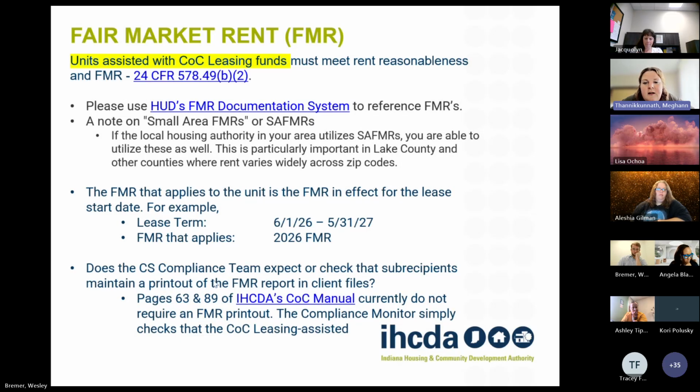And then the last piece here: does the CS compliance team expect or check that subrecipients maintain a printout of the FMR report in client files? No, this is a question that we've received before. We don't require you to maintain any kind of proof of what FMR calculation you used, because we can just go back and look at what HUD posted, just like you have. The printouts of affordable housing online, those we need in the file. The FMR printout, that's just extra paper you don't need to deal with.